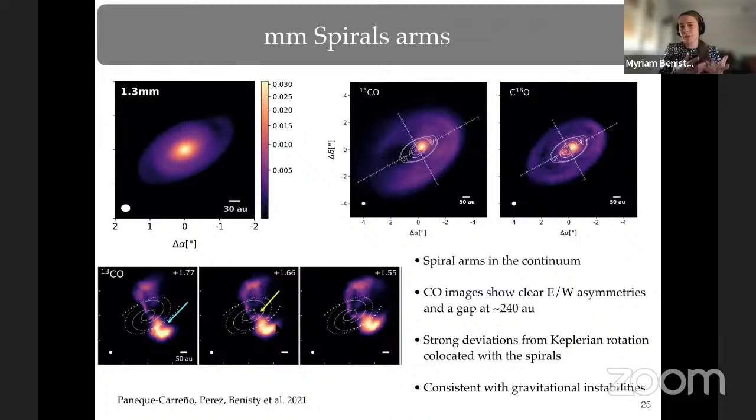As I was mentioning in the introduction, one of the ideas to form giant planets in the outer disk regions is to form them through gravitational instabilities. But the disk must be very massive, so we do not have a lot of disks that we think are, at least right now, undergoing gravitational instabilities. This one is one of those.